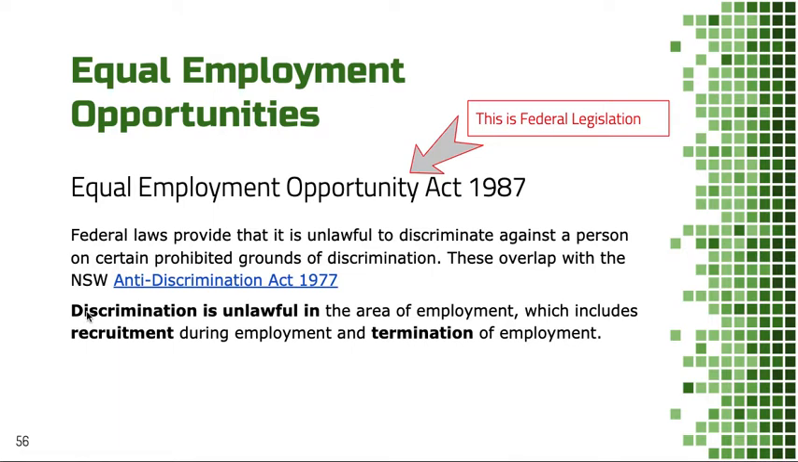It's saying really specifically that discrimination is unlawful when it's got something to do with your employment, including recruitment and termination in your employment. So you can't hire someone because of race, religion, sex, etc. You also can't not hire them because of their race or religion or gender or whatever it might be. Likewise, you can't just fire someone because of their gender, or fire someone because of their race or their religious beliefs. Because of the Equal Employment Opportunity Act 1987, those sorts of scenarios are illegal.